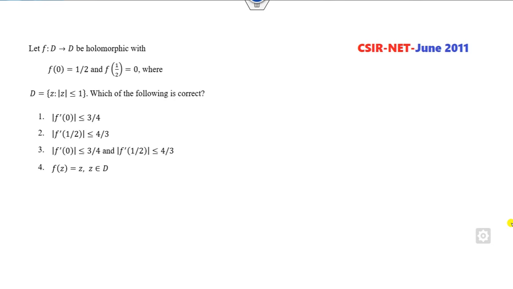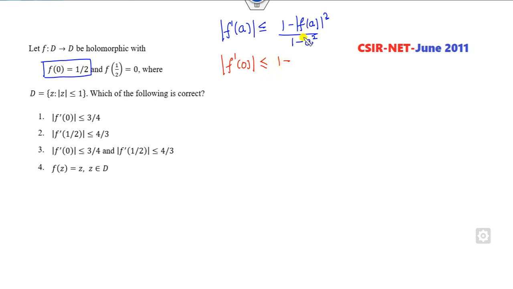So let's start with this question. Now look at that. f of 0 is given to you and your target is to find the bound. So what is the rule? If you have this value, I can always use this result, 1 minus a square. In this case f of 0 is given to you, so I can find the bound. It is 1 minus f of 0 squared, f of 0 is half, so 1 minus 1 over 4, it is 3 over 4. So clearly the first answer is the correct option.